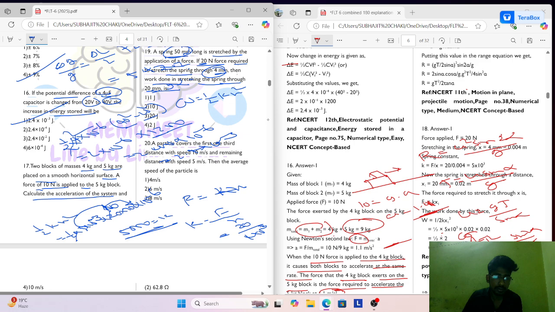A particle covers the first one-third distance at 10 meter per second, and the remaining distance at 5 by 3 meter per second. Find the average velocity of the particle.